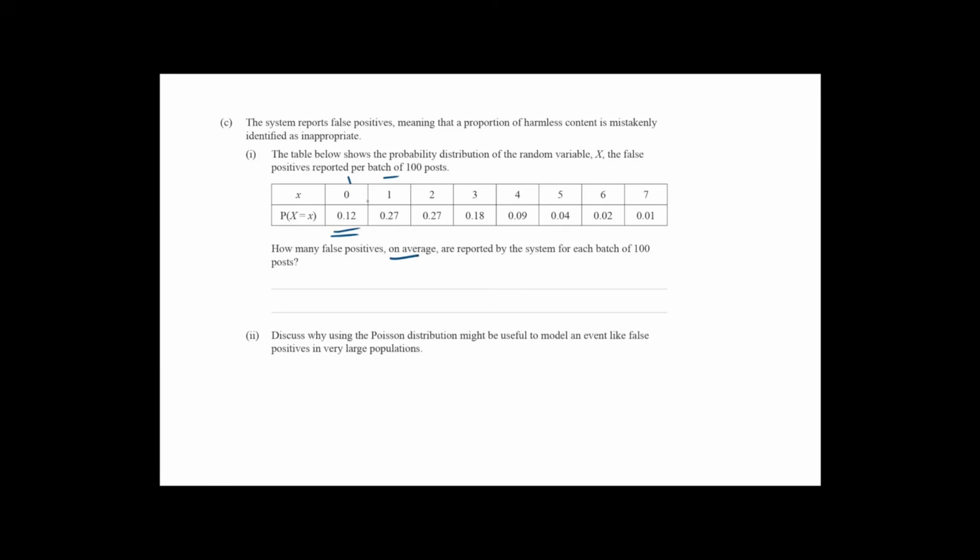How many false positives on average are reported in the system in a batch of 100 posts? How are we going to work it out? If you look at the formula, the mean is going to be the sum of the values times their probabilities. So it's going to be 0 times 0.12 plus 1 times 0.27, and so on and so on.